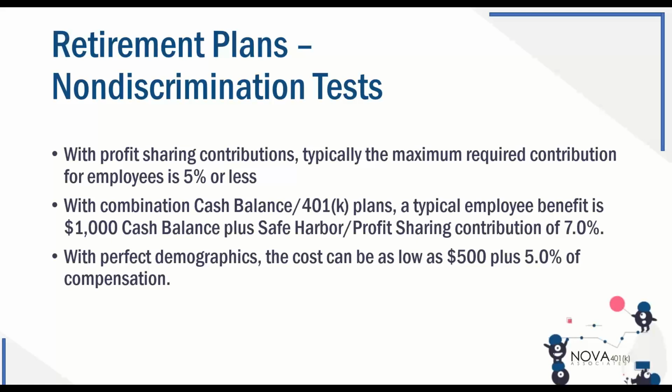And when I say perfect demographics, what do I mean by that? That's when you have an older owner and younger staff. So like a 60-year-old owner and staff in their 20s and 30s can get you really good results, giving the staff a benefit, but not having it be as high as $1,000 plus 7%.